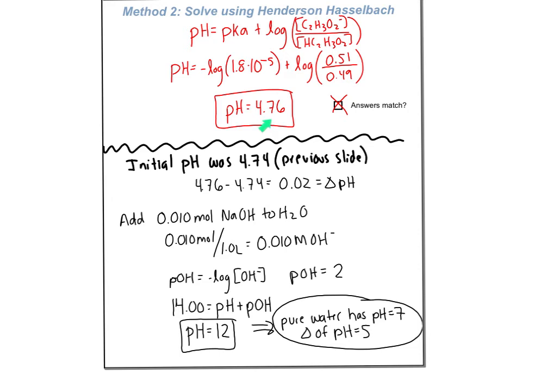What the buffer was, 4.74, and it went up to 4.76, a change of 0.02. So you can see the huge difference between what a buffer is able to do when we add the same amount of the base compared to just water.